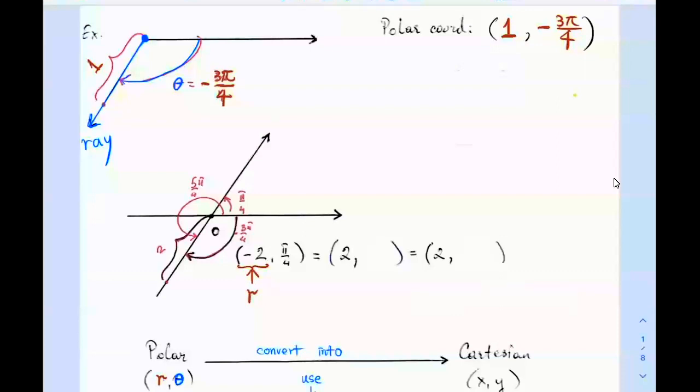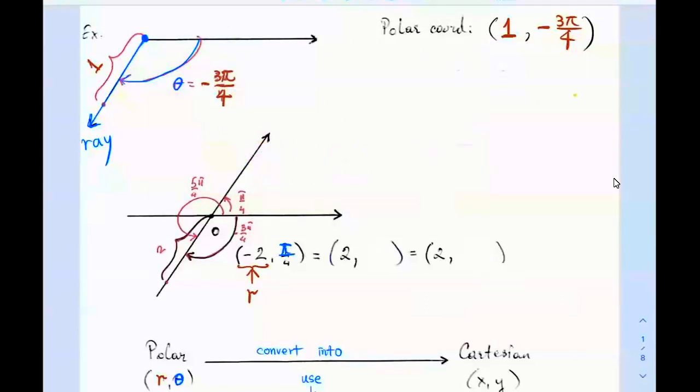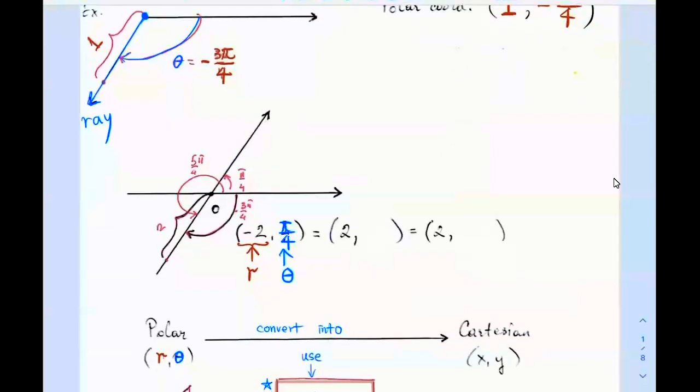But how does it work? The angle theta here is pi over 4. We have this positive polar axis, and because theta is positive, we go counterclockwise this way. Then we draw a ray pointing in this direction.